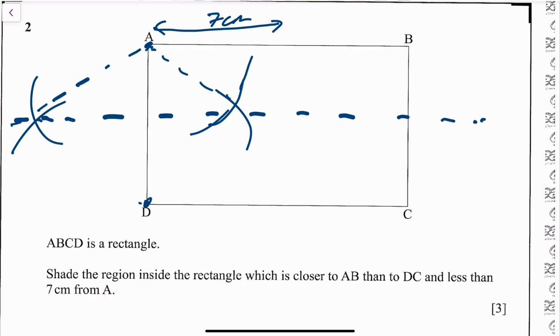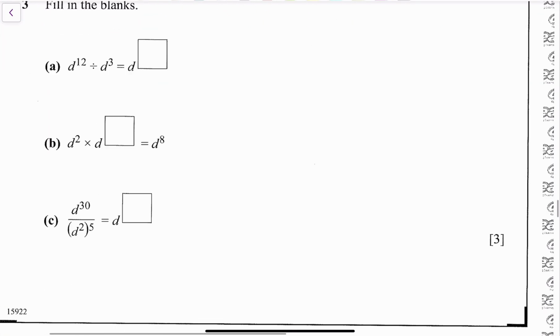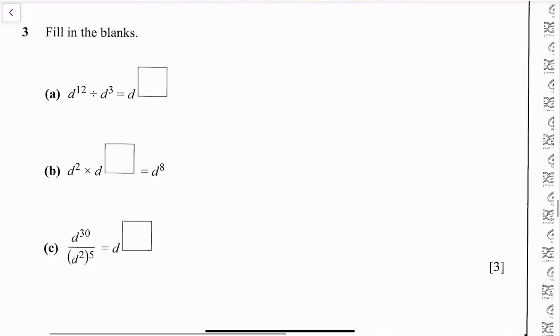I have no idea what 7 centimeters is. I haven't got a paper here. Doing this on a digital thing, so that's going to be, and then you just do an arc which is 7 centimeters, and you want to shade the region inside the rectangle which is closer to AB than to DC and less than 7 from A. So it's going to be this wee shade. Okay, and that's it done. Apologies for that. It's not a great way of doing it.